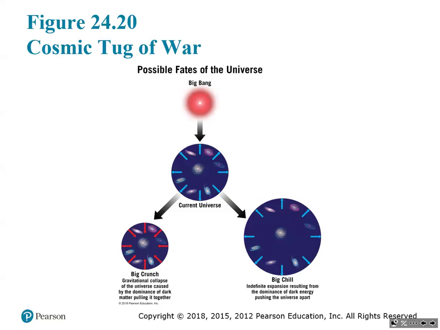So there's sort of a cosmic tug of war where we have the current universe. One possibility is gravitational collapse caused by the dominance of dark matter pulling it together. Another is the big chill, infinite expansion resulting from the dominance of dark energy pushing the universe apart.